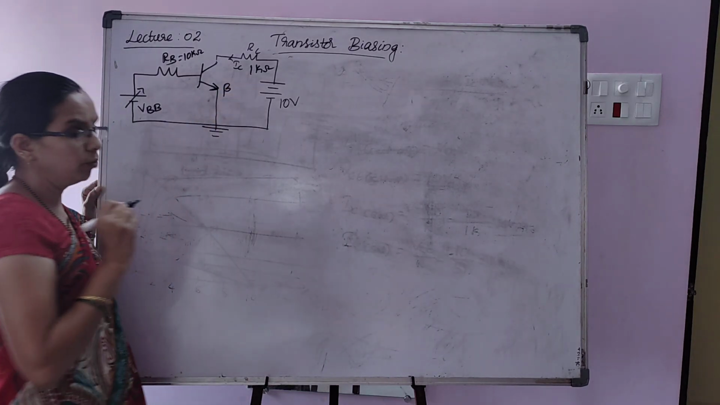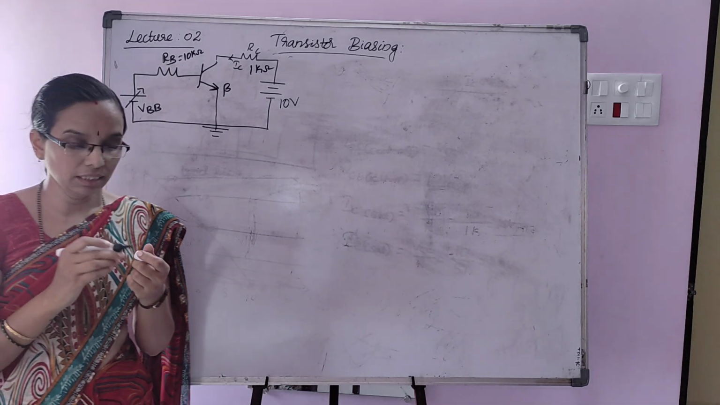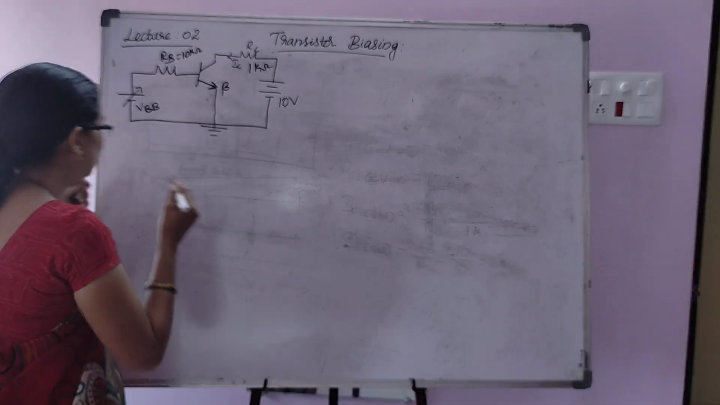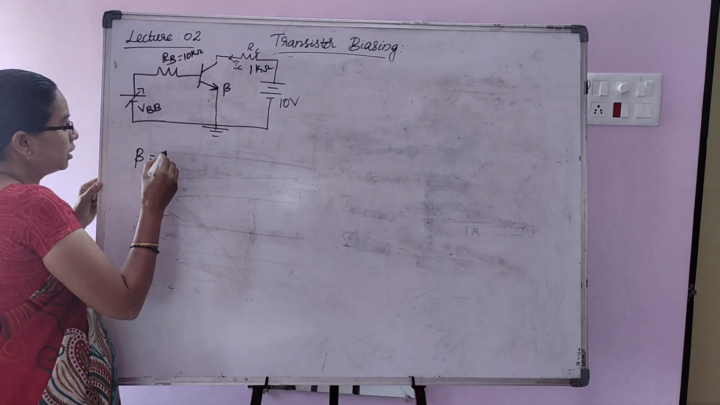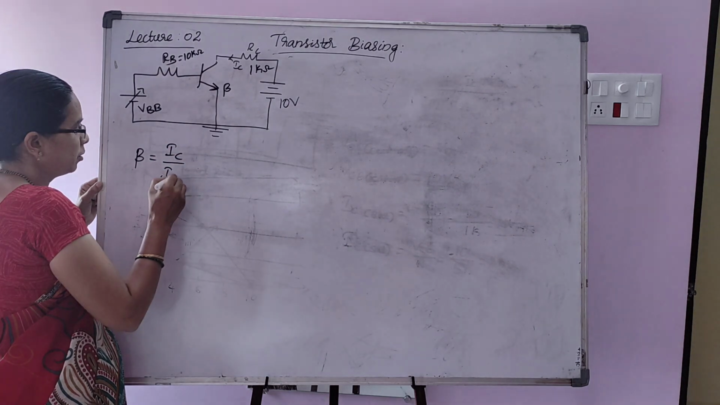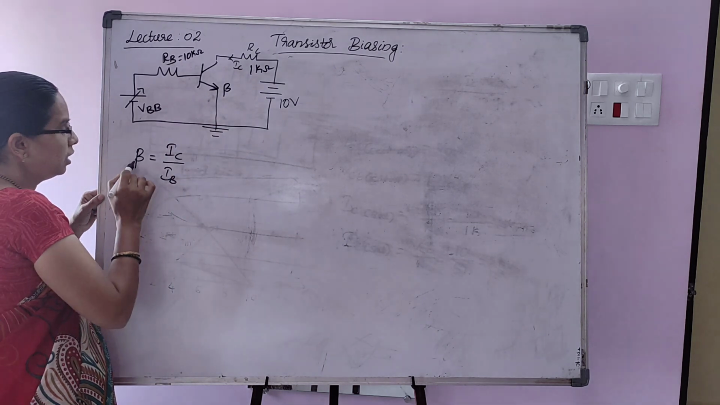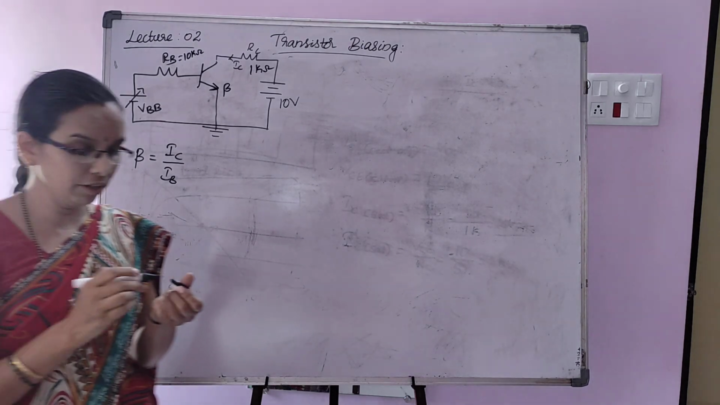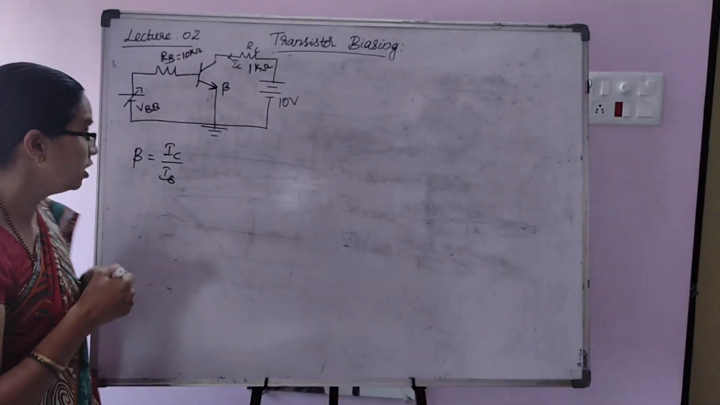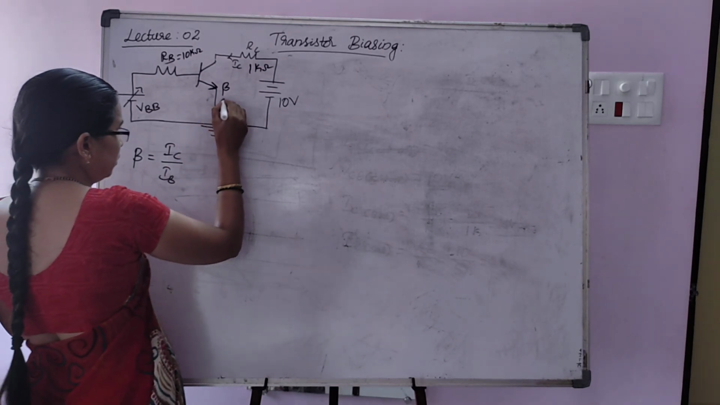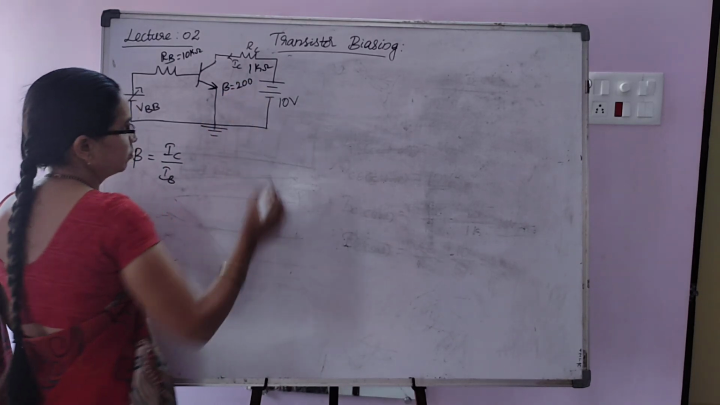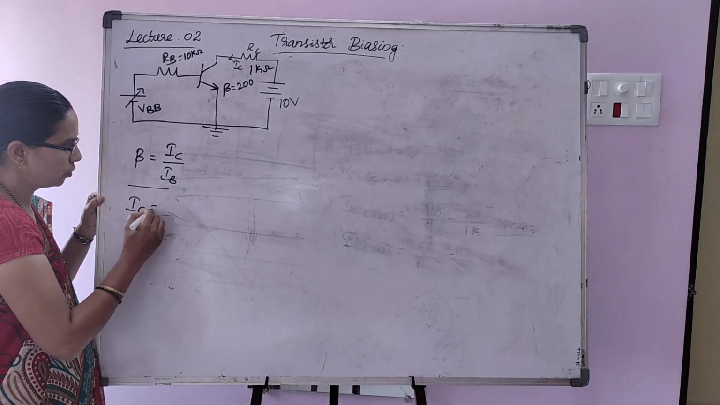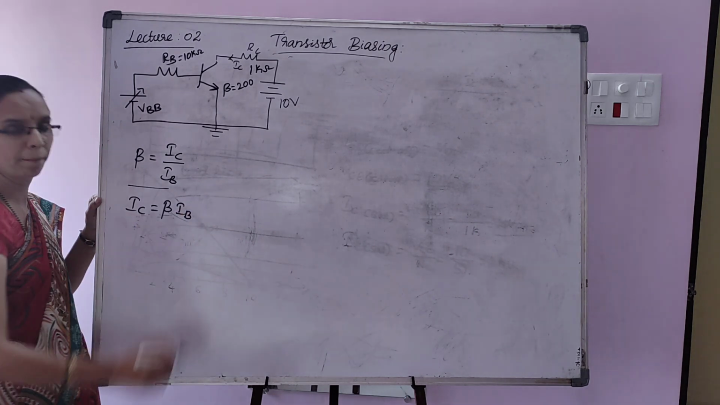I have already told you, beta is the amplification factor, that is current gain when the transistor is connected in CE mode. So beta is equal to IC by IB. In this configuration, output current is IC and input current is IB. The current gain is defined as the ratio of output current to the input current. So beta value is given, that is equal to 200. With this relation, IC is equal to beta IB.